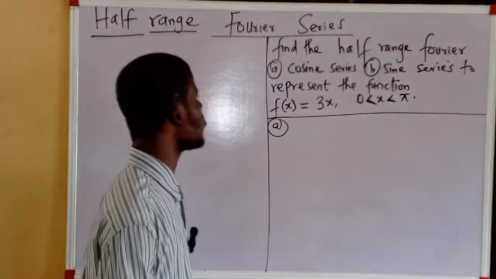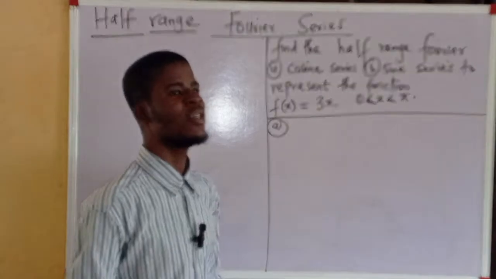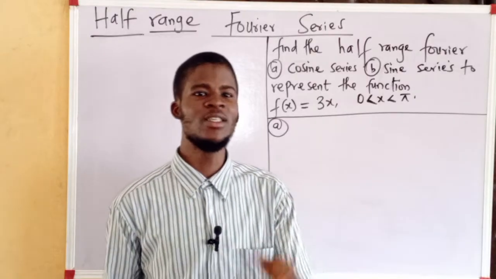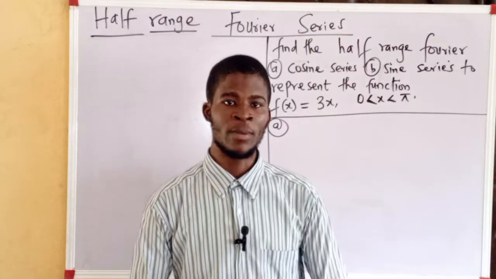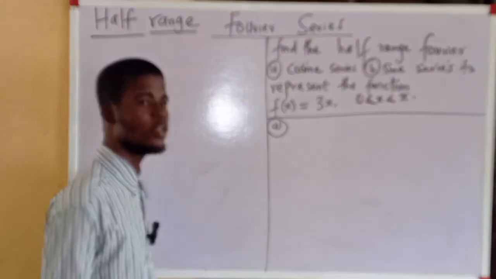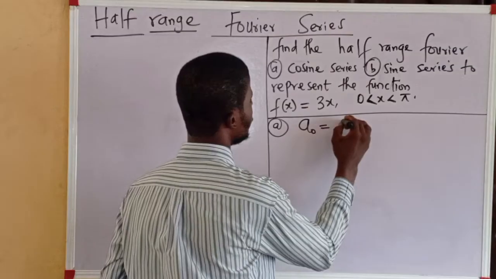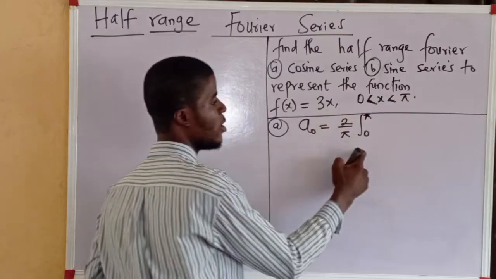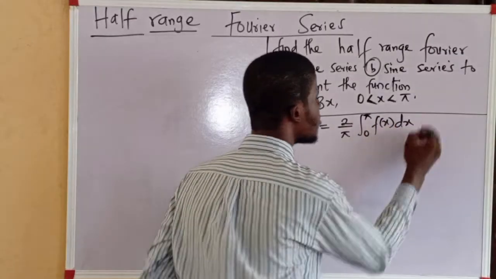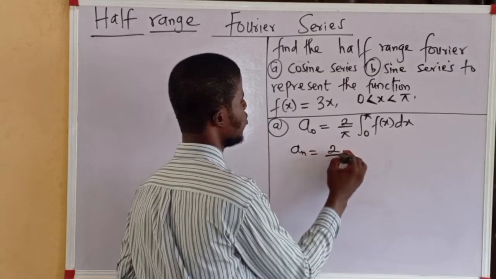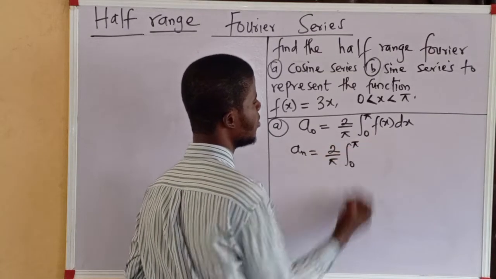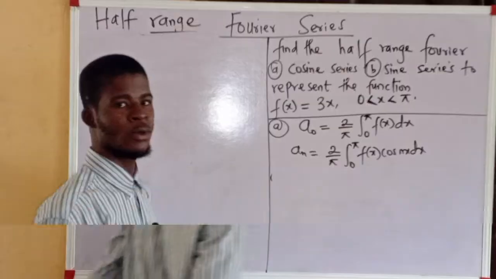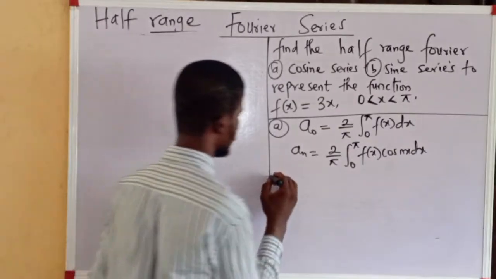Alright? So since we are talking about cosine series here, it means that the function in consideration is an even function. And so the Fourier coefficients that we need are a naught and a sub n. So for half range, a naught is 2 over pi, the integral from 0 to pi of f of x dx. A sub n is 2 over pi times the integral from 0 to pi of f of x cos nx dx. So let us determine a naught now.